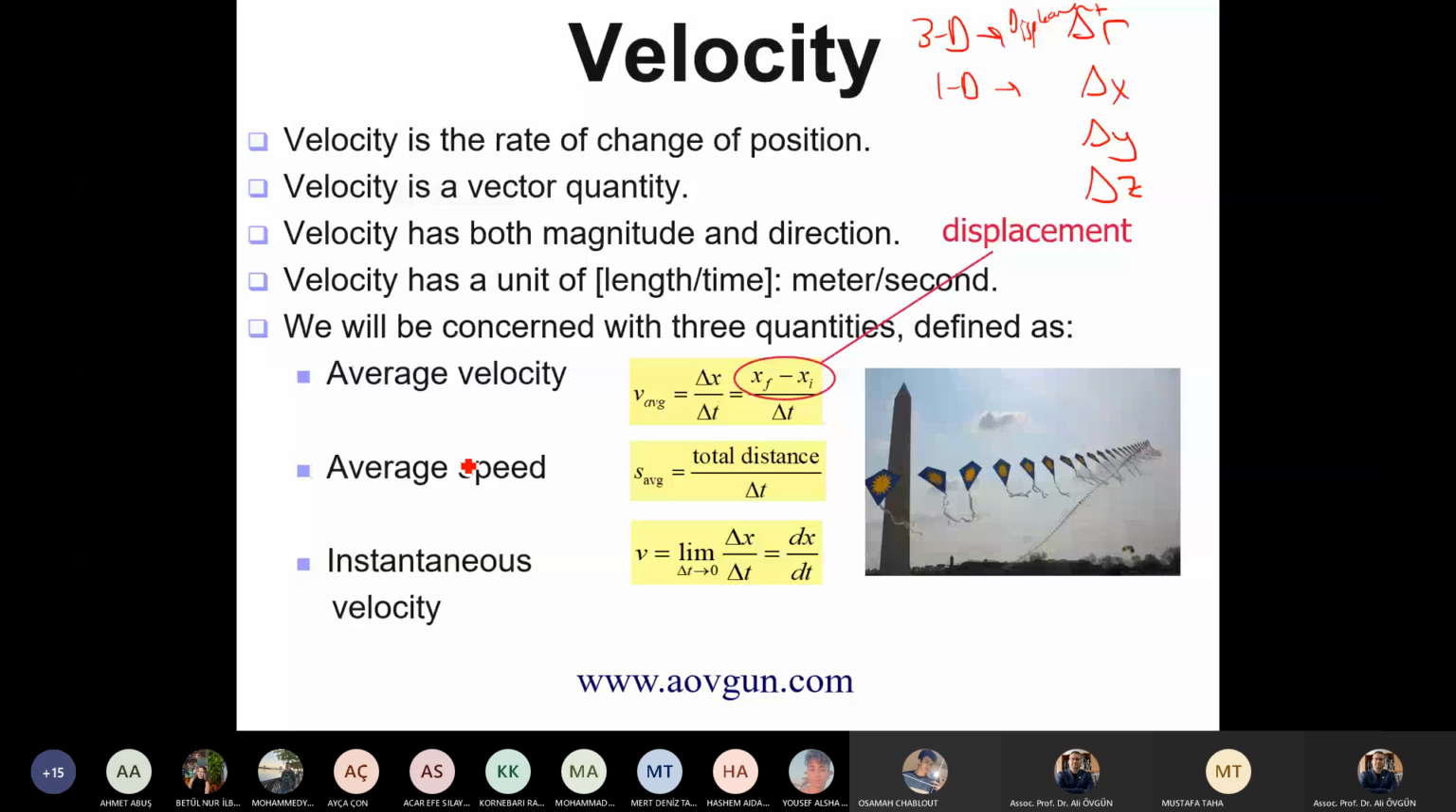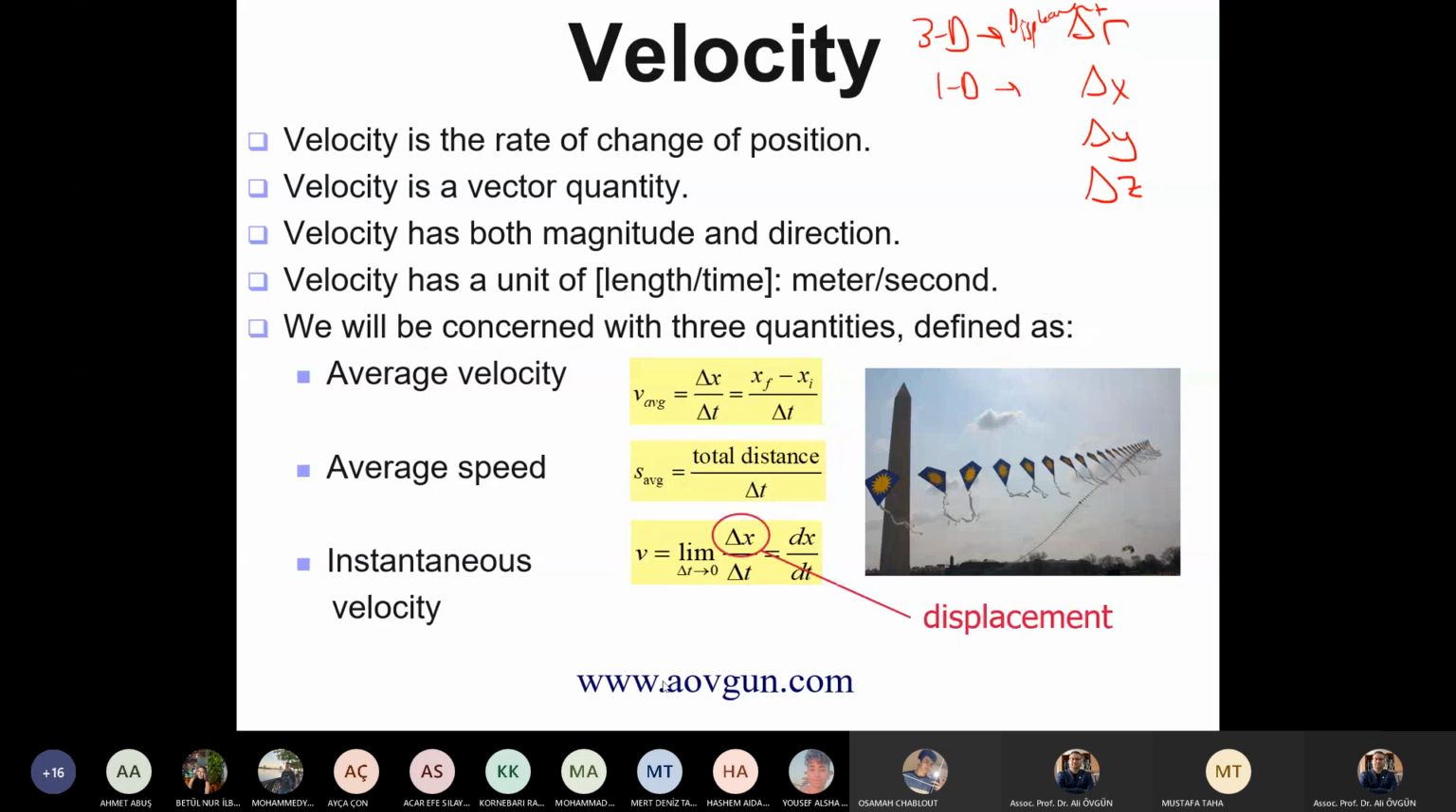Okay, so average velocity is displacement over delta t. And another important quantity is speed. And speed is not velocity, not equal to velocity. And speed is not a vector quantity. Speed is a scalar quantity. So how can you find the average speed? Total distance over delta t. Okay, total distance over delta t.